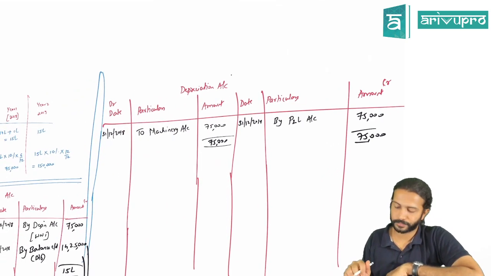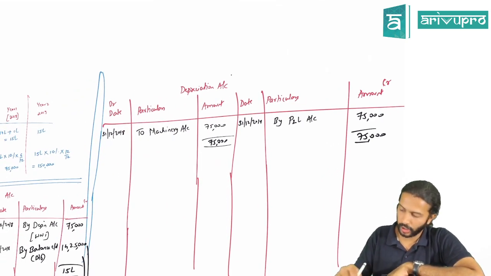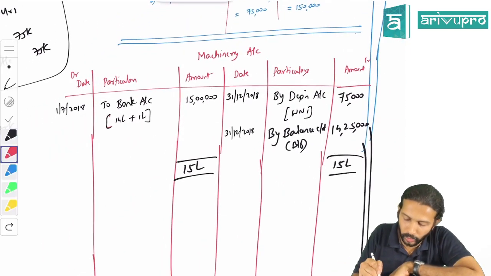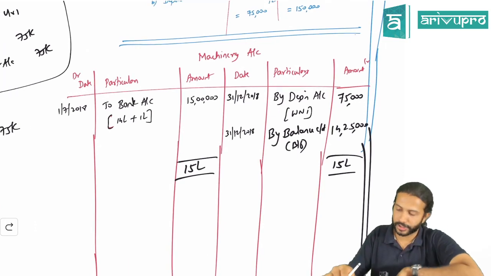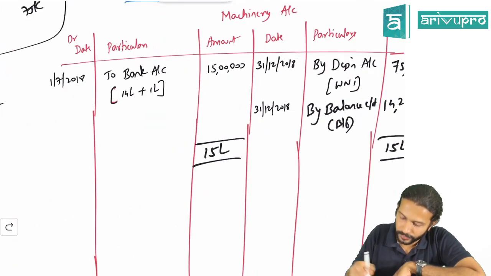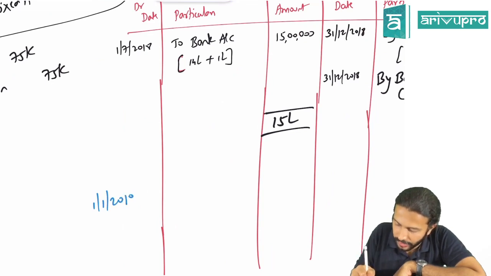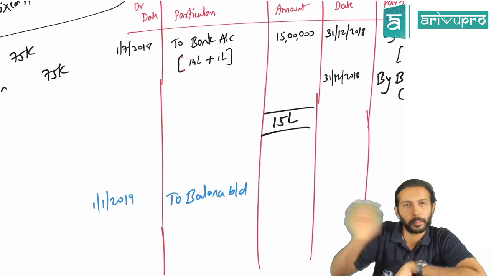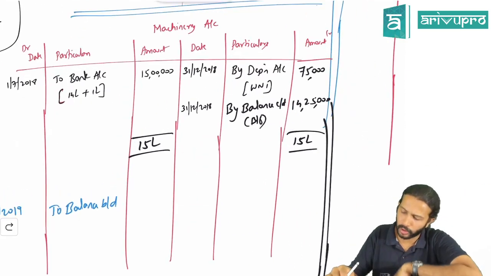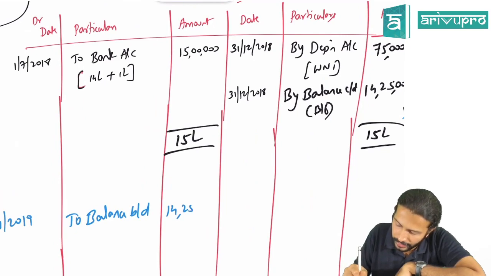Okay, sir? Yes? That's all? No. For 2019 also, they asked you to prepare the ledger. That means what do we do now? Again, open the ledger. So by balance carried down becomes what, sir? For the next year, that is 1st January 2019, you will write to balance brought down. Bring it down because all assets will have debit balance. This you will carry forward to the opposite side, which will be 14,25,000.